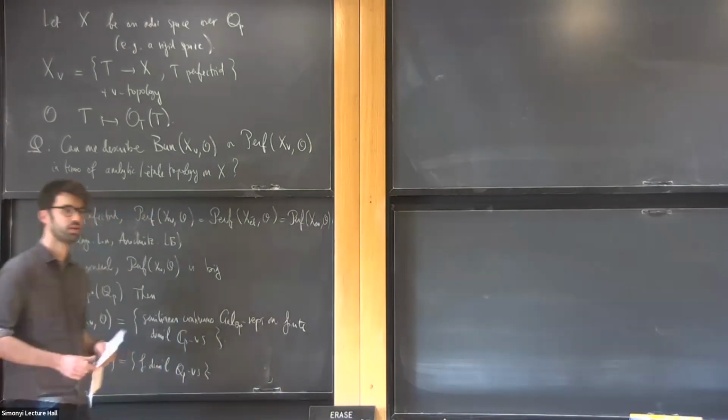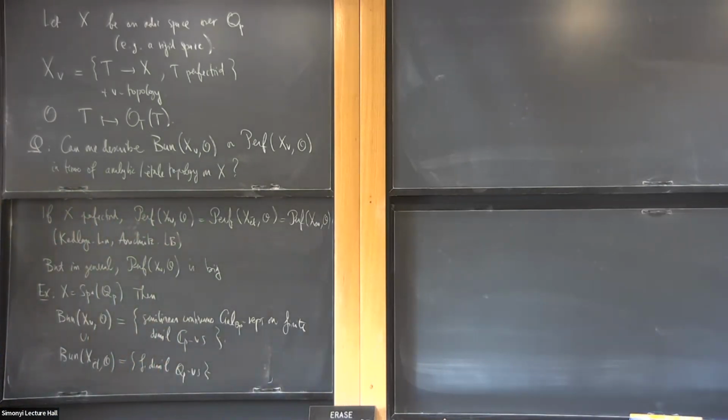Sorry, could you please remind me what's your definition of perfect complex? I guess that you don't assume that X is quasi-compact quasi-separated. I just mean some complex of O-modules which locally for the v-topology is quasi-isomorphic to a bounded complex of vector bundles. Okay.